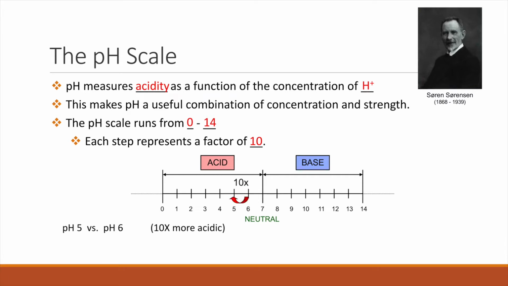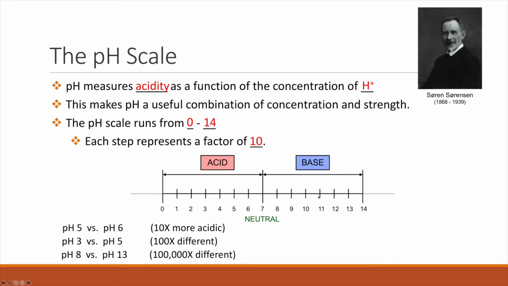So if I were to look at a pH of 5 versus a pH of 6, that is one step, which means that pH 5 is 10 times more acidic than pH 6. Now if I looked at pH 3 versus pH 5, right, that is two steps. So 10 times 10 means that pH 3 is 100 times more acidic than pH 5. Now on the other side, if I had pH 8 versus pH 13, that is 1, 2, 3, 4, 5 steps, so 10 to the 5th means that is 100,000 times different on the pH scale.